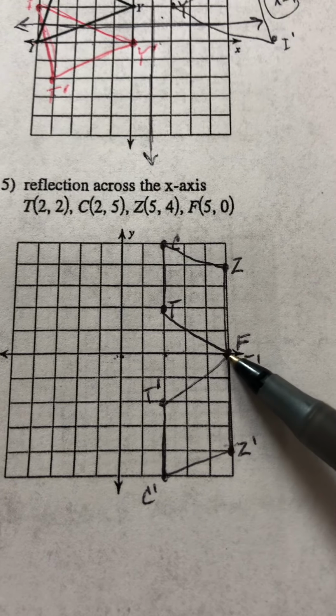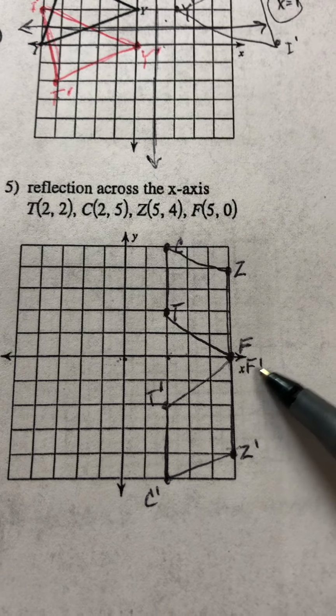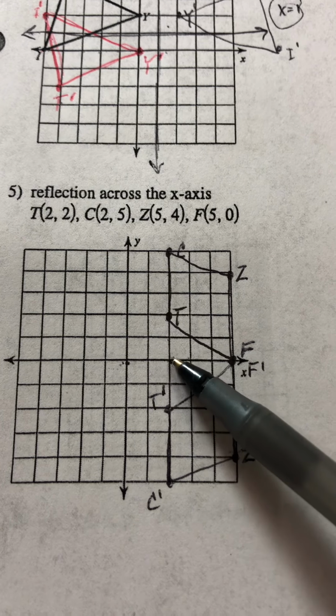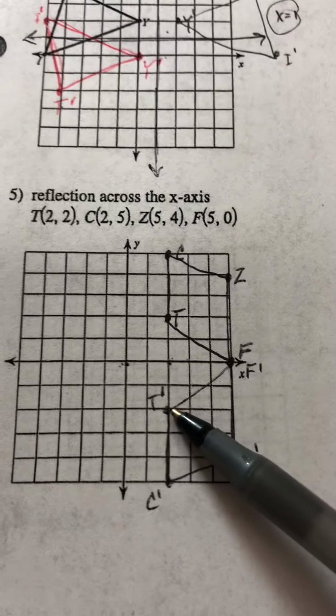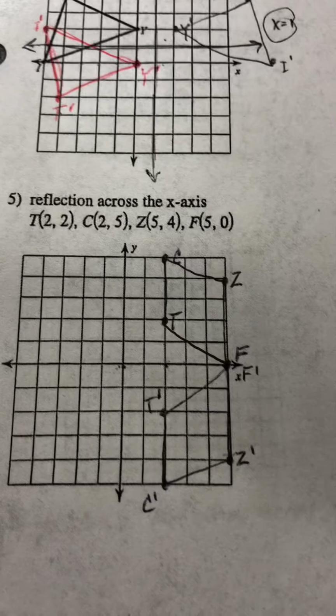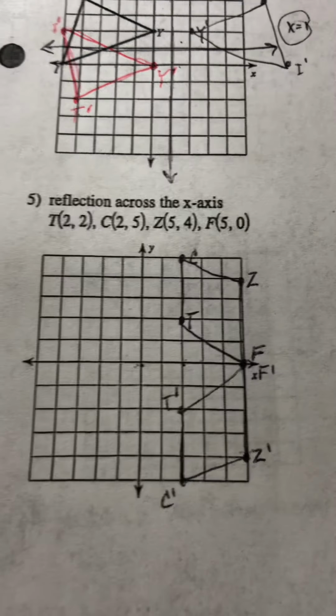So F was touching the x-axis, so F, my reflection, is touching the x-axis too. My T is 2 away from the x-axis, so it's 2 away this way in the reflection, and so on for your C and your Z. Okay.